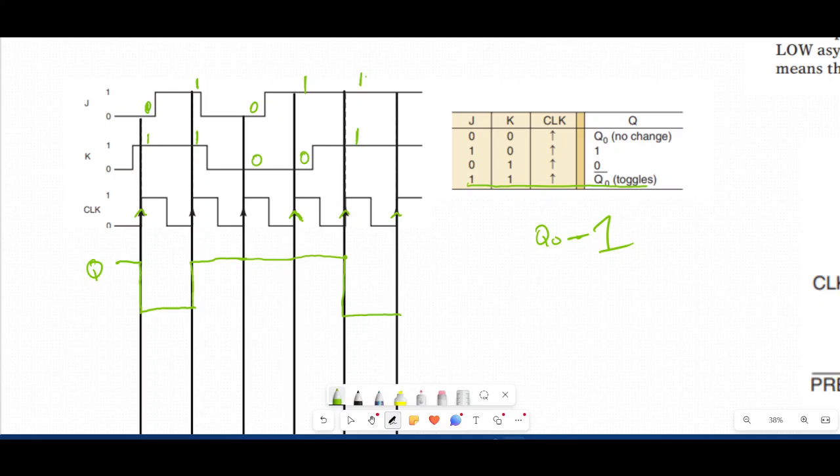And at this endpoint, what do we see? J is 1, K is 1. We still have to toggle Q. So Q is now 0, we toggle it back to 1. This is the output waveform for this particular question.